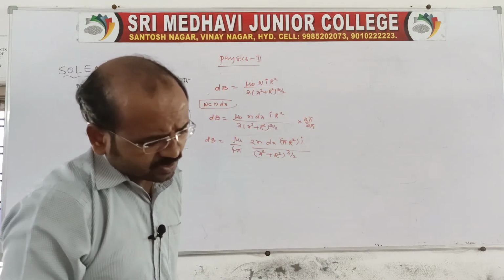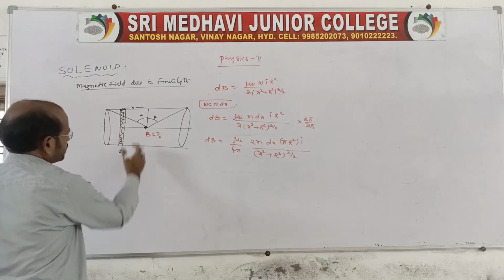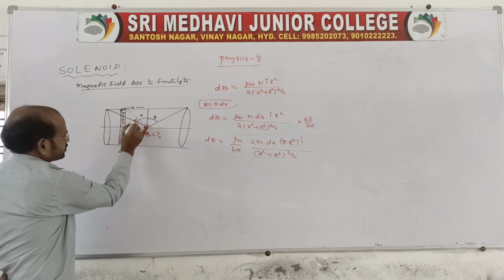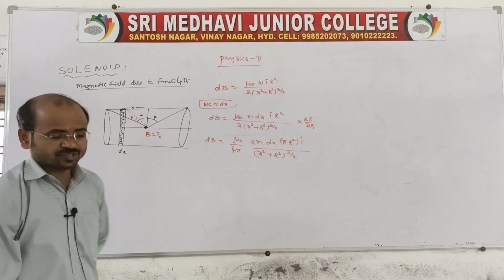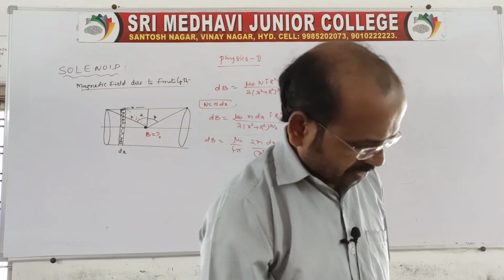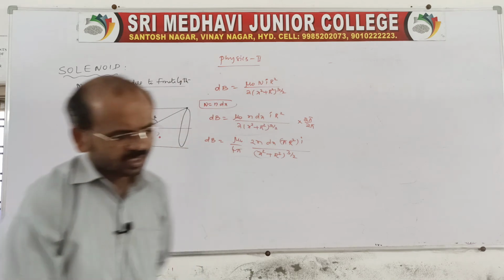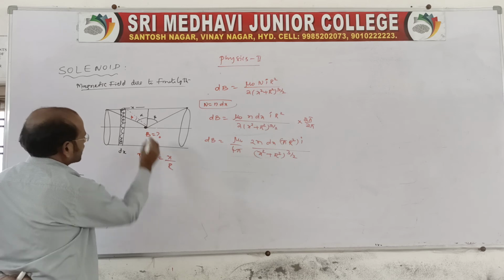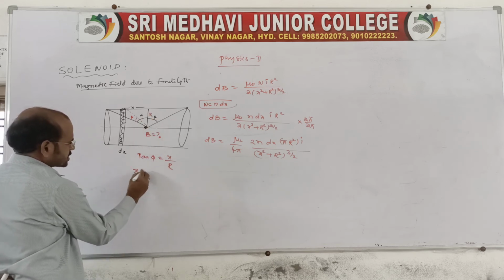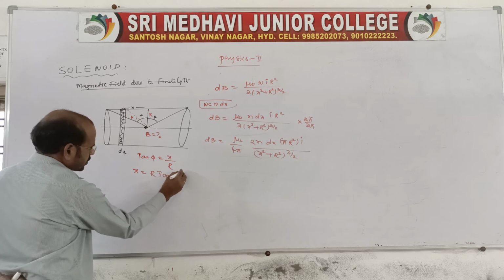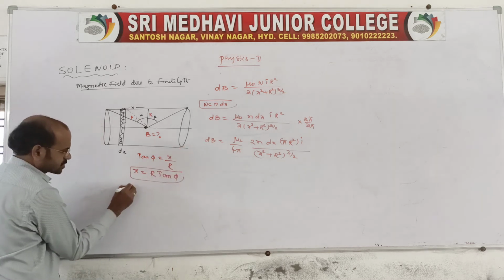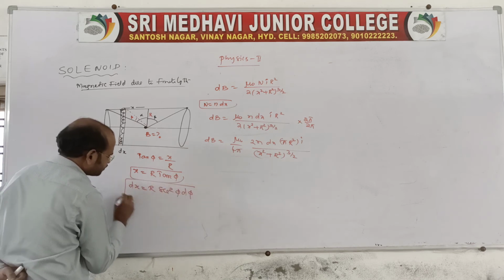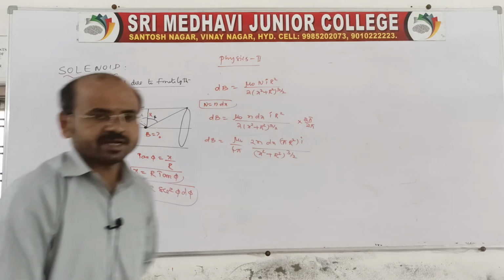After that we need to find this, it is making an angle. By using this small strip, say it is making an angle phi from the end of the conductor, and from that conductor the distance is x. Therefore tan phi is equal to x by capital R, where this distance is capital R. So x is equal to capital R tan phi. Suppose you differentiate this, because we need to find dx. dx is equal to R secant square phi d phi, because we are differentiating with respect to phi.